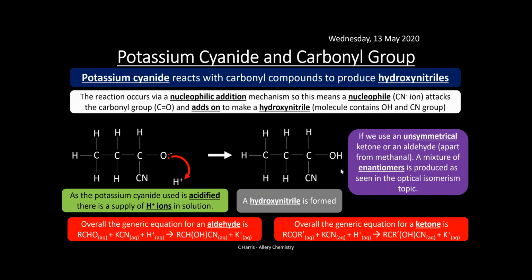So if we use an unsymmetrical ketone or aldehyde, so apart from methanal, we get a mixture of enantiomers produced, and we've seen optical isomers earlier on within this topic, but you'd seen that obviously earlier on before.